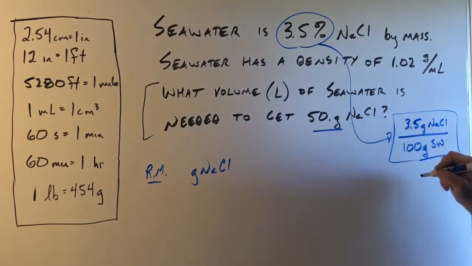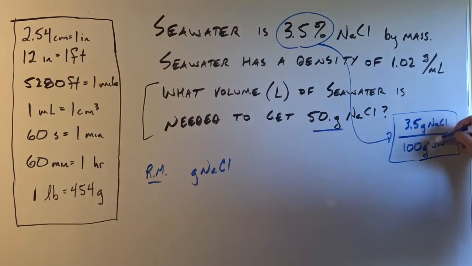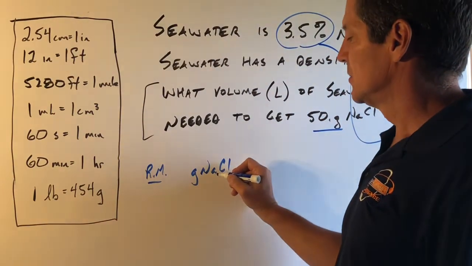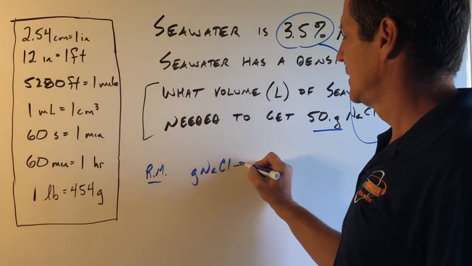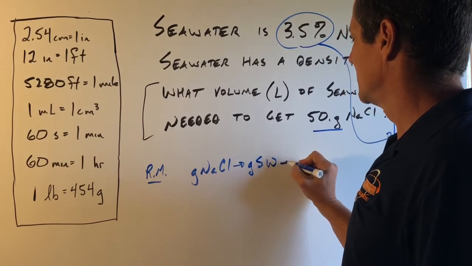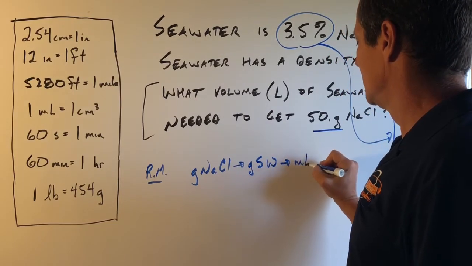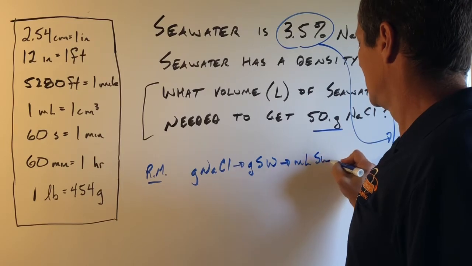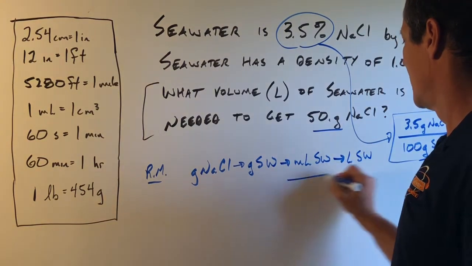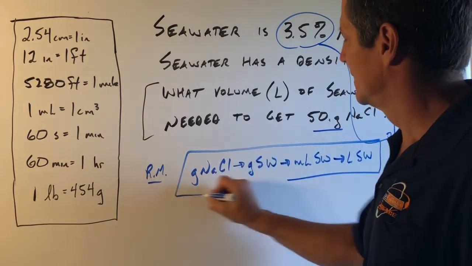Okay, that's my conversion factor. And notice a percentage, it has grams over grams, but it's not exactly the same. It's grams of sodium chloride per grams of seawater. And those units are important for ultimately how we solve the problem. So grams of sodium chloride, I'm going to go to grams of seawater. From grams of seawater, I'll go to mils of seawater, and from mils of seawater to liters of seawater. So that is my roadmap.